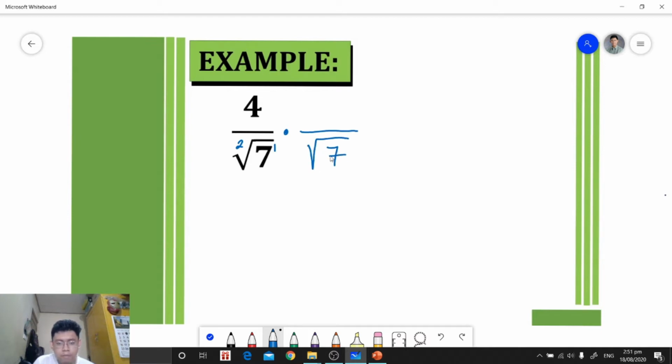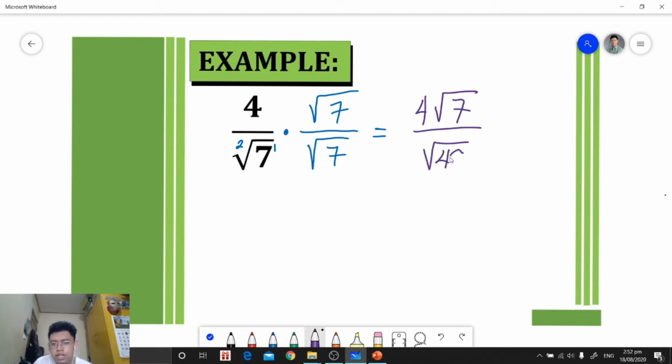We apply the product rule. 7 times 7, that is 7 squared. So if we're going to multiply our denominator by square root of 7, we will also multiply the numerator by square root of 7. Let's simplify. Apply the rules in multiplying radicals and multiplying fractions. Let's multiply 4 times square root of 7. We have 4 square root of 7. Square root of 7 times square root of 7, we will have square root of 49.